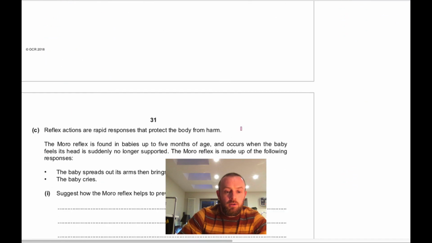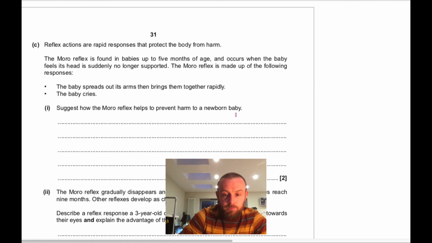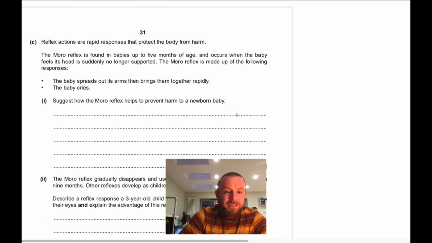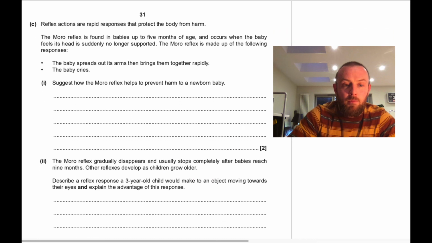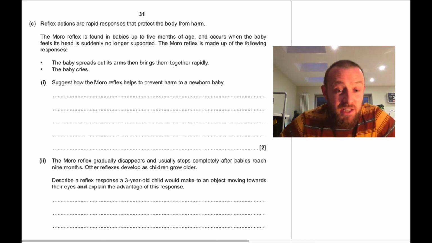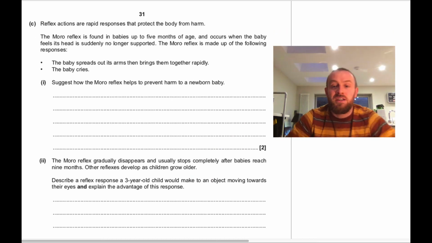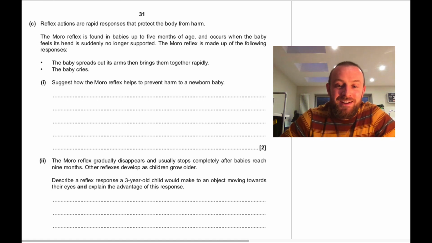Okay, moving on to part C. Reflex actions are rapid responses that protect the body from harm. The Moro reflex is found in babies up to 5 months of age, and occurs when the baby feels its head is suddenly no longer supported. The Moro reflex is made up of the following responses. The baby spreads out its arms and then brings them together rapidly, and the baby cries.